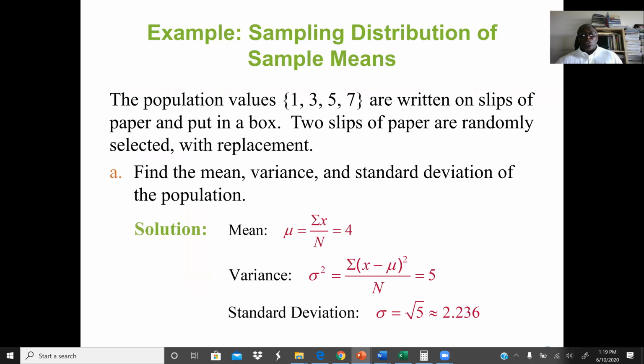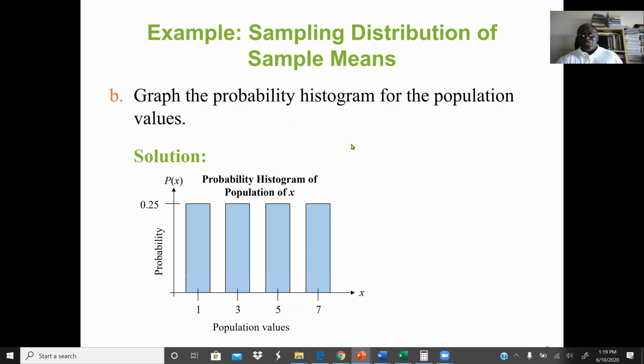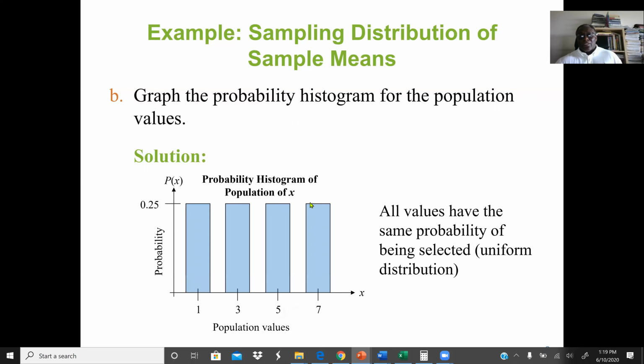Let's go back to the question. The population values are given on slips, then 2 slips of paper are randomly selected. Randomly selected means they all have an equal chance of being selected. Since they all have an equal chance, the 4 items need to be 0.25 each, because we know the total probability should be 1.